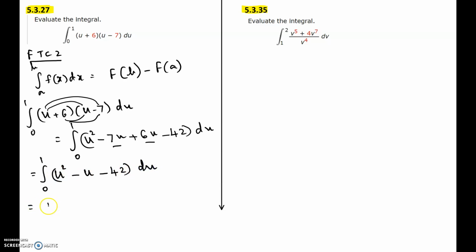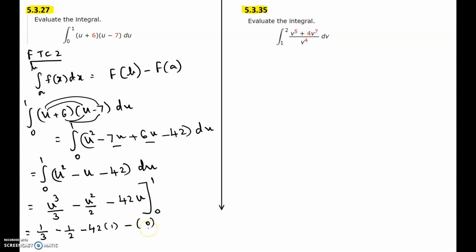So now we apply the antiderivative. The antiderivative is u cubed over 3 minus u squared over 2 minus 42u, since the antiderivative of a constant is the constant times the variable, between the limits 0 and 1. So it will be 1/3 when you plug in the upper limit, minus 1/2, minus 42 times 1. At the lower limit, everything becomes 0. So we simplify this. The LCD can be taken as 6, and if you do the math here, it will become negative 253 over 6.